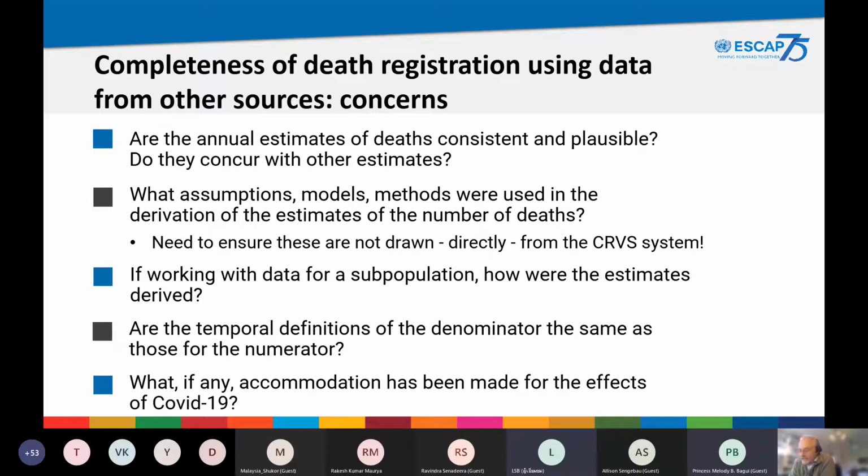And far more than the case with births, which we think are affected by COVID-19 to a much lesser extent, in your denominator, what accommodation, if any, has been made for the effects of COVID-19 and the deaths arising from the pandemic in the derivation of those estimates of the number of deaths.